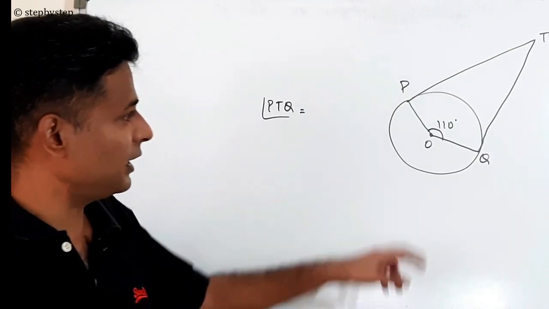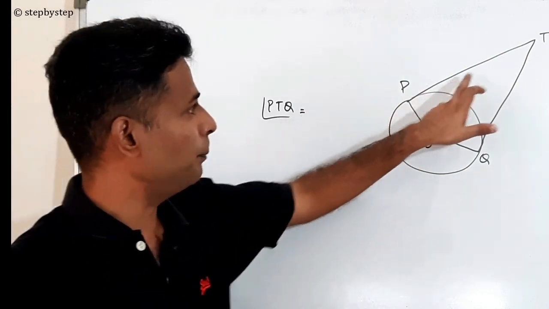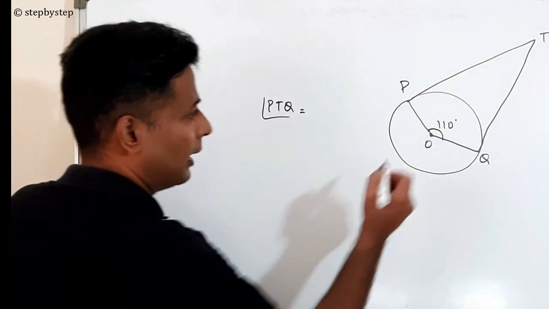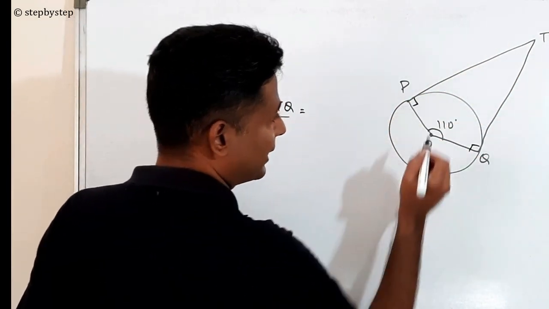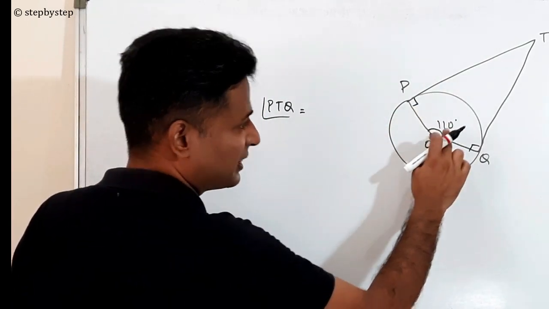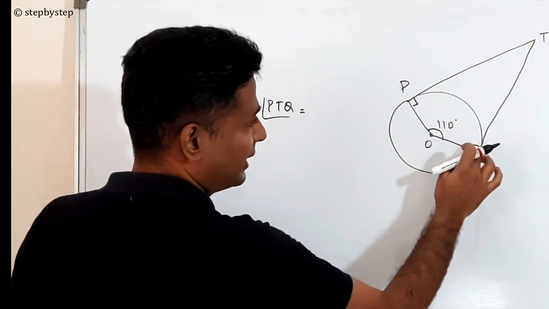Alright guys, the second question. They have given you this figure and this angle, and they have asked you to find angle PTQ. Now this is the external point, these are the two tangents. Line from center will make 90 degrees. Like I explained previously in the module, this plus this is 180, which means this plus this has to be 180. Why? Because this is a quadrilateral. So 180 is taken up by this.